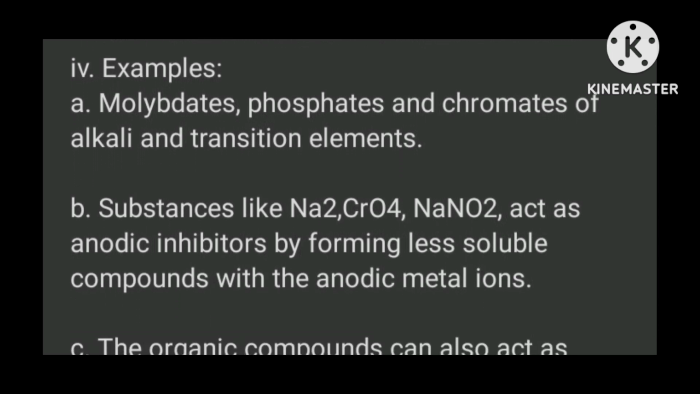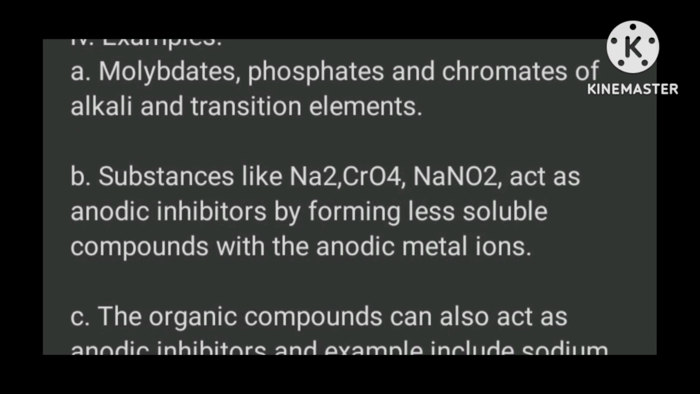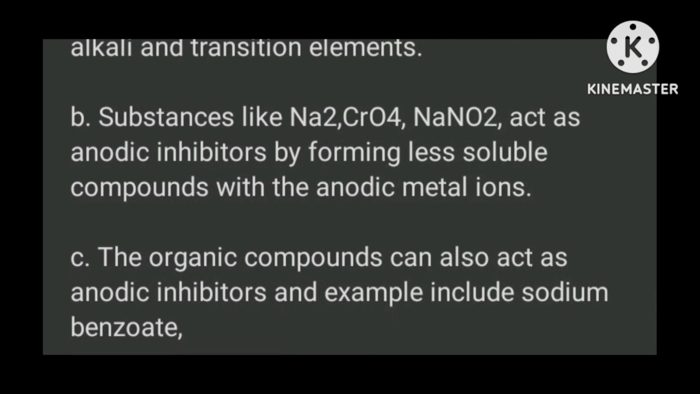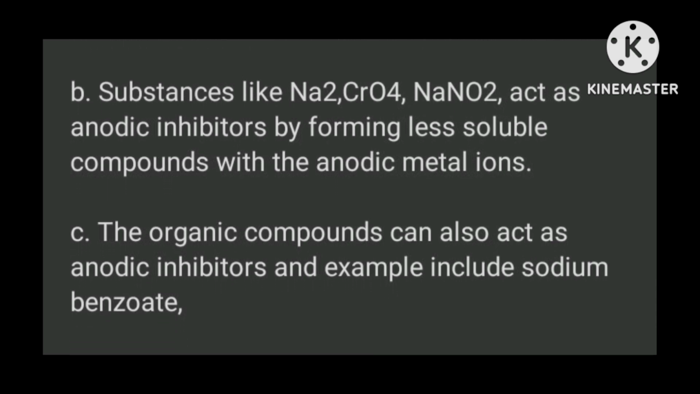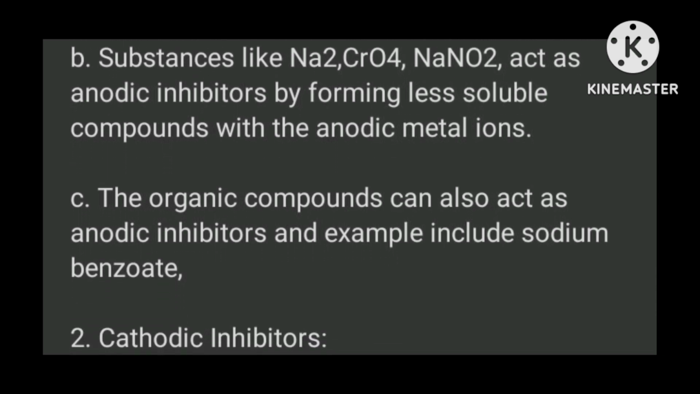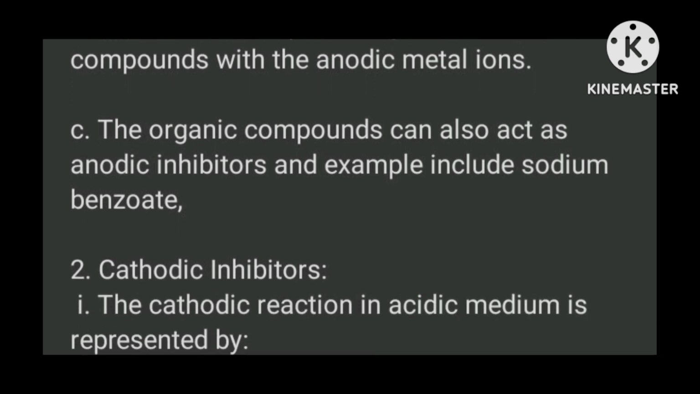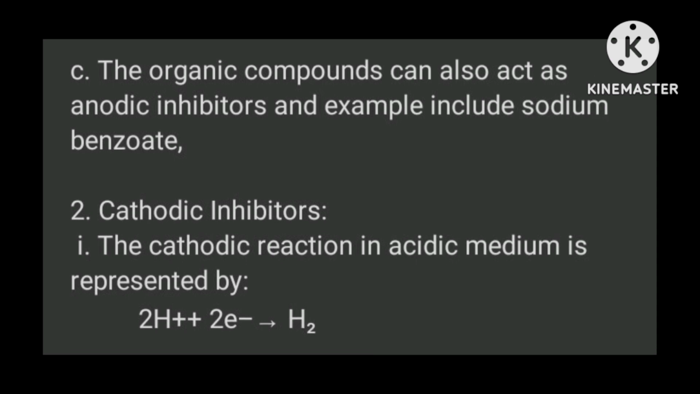B. Substances like Na2CrO4, NaNO2 act as anodic inhibitors by forming less soluble compounds with the anodic metal ions. C. The organic compounds can also act as anodic inhibitors, and an example includes sodium benzoate.